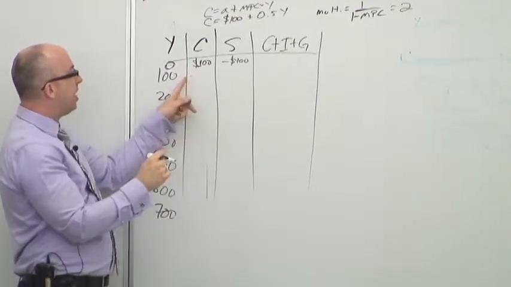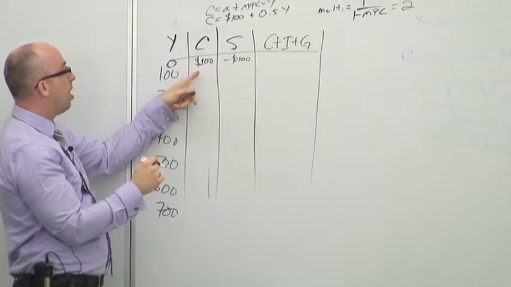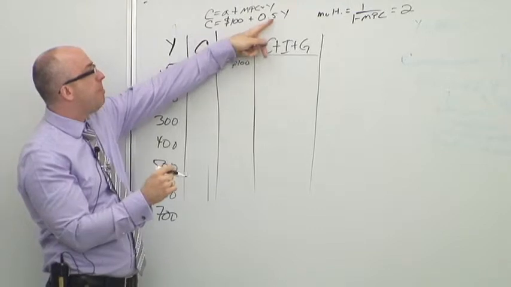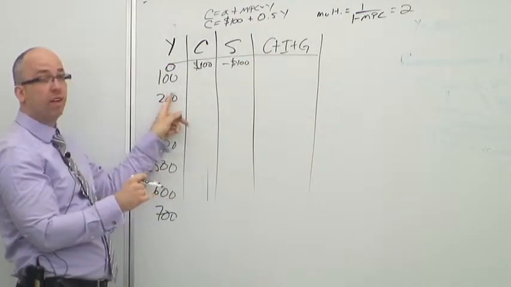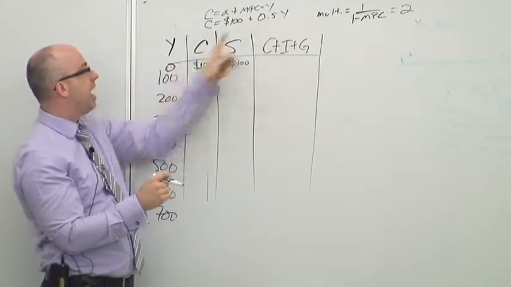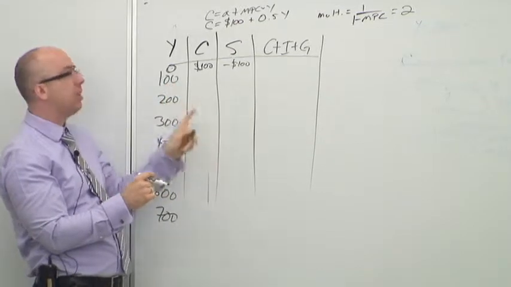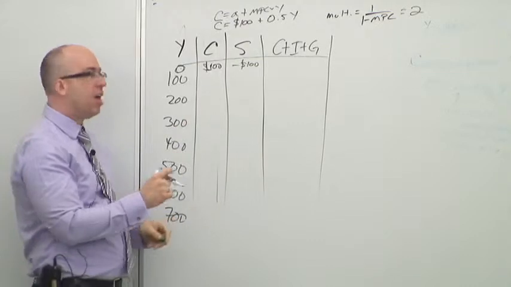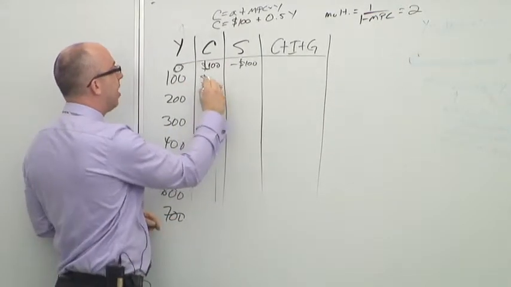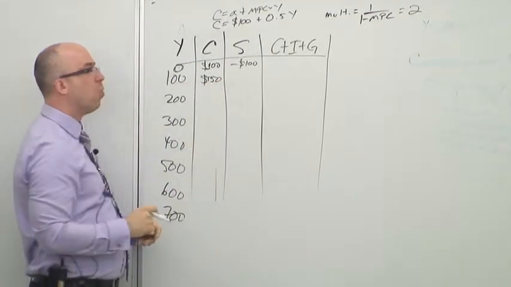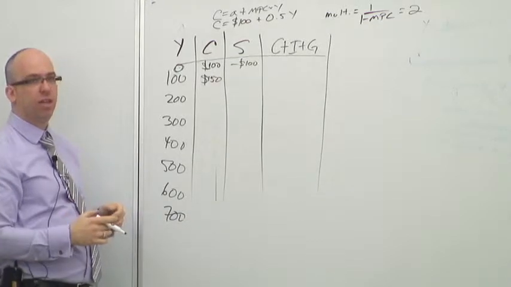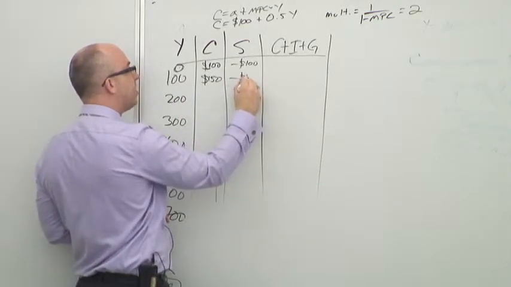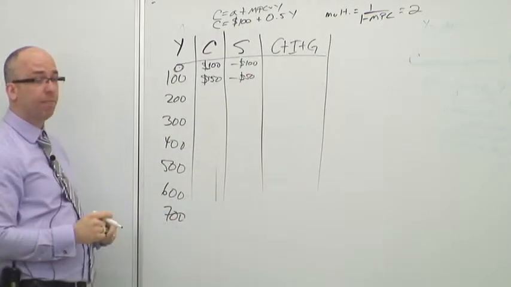But what we're going to see here is that if Y goes up to 100, this 100 is still there. But I'm only going to spend 50% of the 100. So I'm going to have to take this $50, which is half of the 100 that I just earned, and add it to this. Right? This never goes away. And so what this means is that I'm going to spend $150 if I earn 100. I still have to take money out of savings, but the gap is closing.